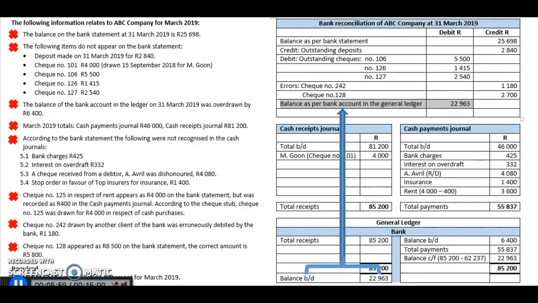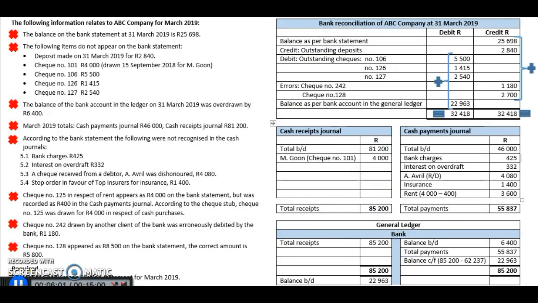The bank reconciliation statement is the last to be closed. We close it off by totaling the debit and credit columns. The totals amount to 32,418 rand on both sides. These two totals should always be equal to show that the balance per the bank statement reconciles with the balance per the bank account in the general ledger, which is the purpose of the bank reconciliation statement.